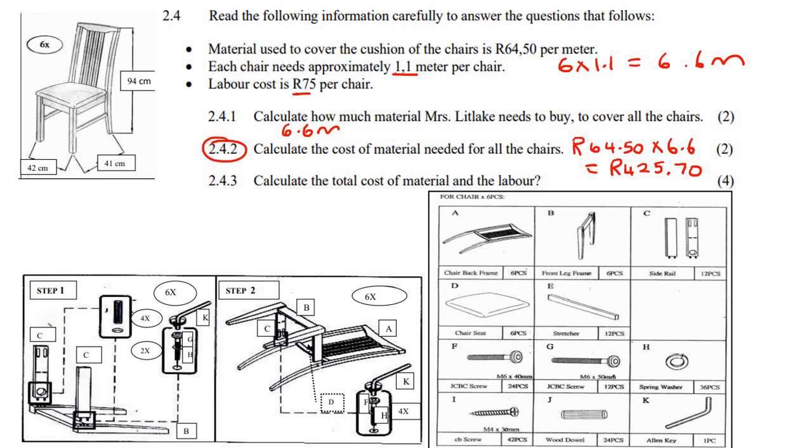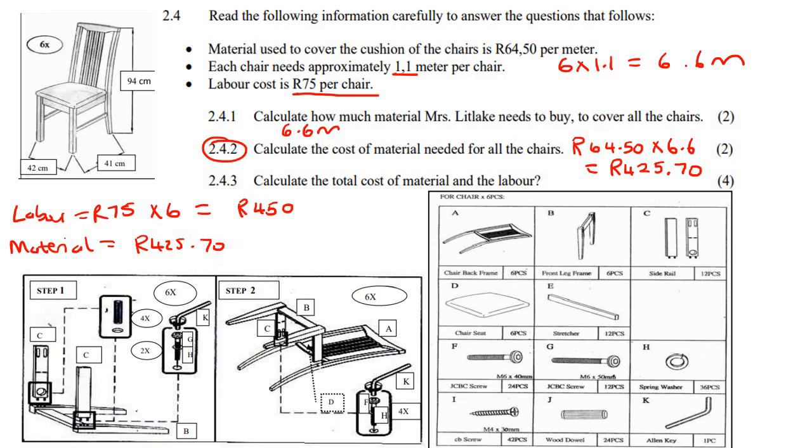Then this question says, calculate the total cost of material and the labor. Okay, well, labor cost is going to be 75 Rand per chair, so you just multiply that by 6. And so that's going to give 450 Rand. And then the material, we already calculated that as 425.70. So if you add these two numbers together now, you end up with 875.70.